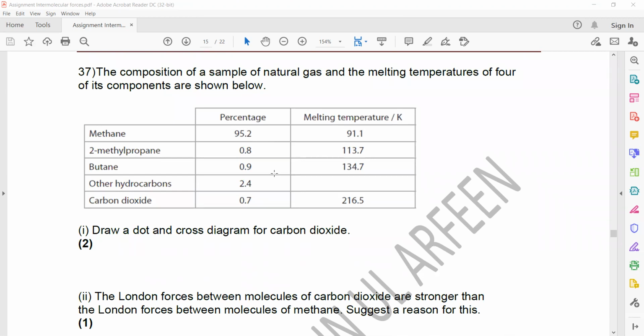Question 37. Draw a dot and cross diagram for carbon dioxide. Carbon belongs to group 4, so it will share 4 electrons, and oxygen belongs to group 6, so it will share 2 electrons, and there will be 2 lone pairs. This is a dot and cross diagram for carbon dioxide.